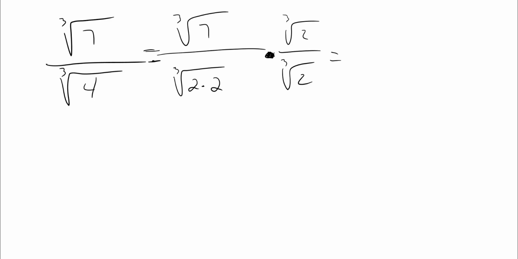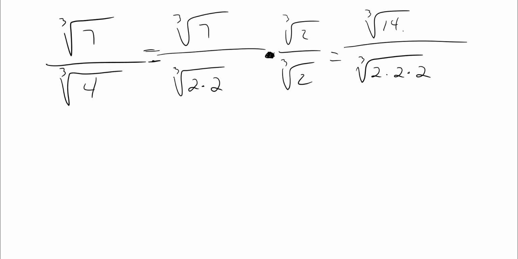Okay, so on the bottom I get the cube root of 2 times 2 times 2. On the top I get the cube root of 14. So that's a perfect cube on the bottom. It's 3 of a kind, so I just get a 2 on the bottom. On the top I get the cube root of 14. And you're done with the problem.